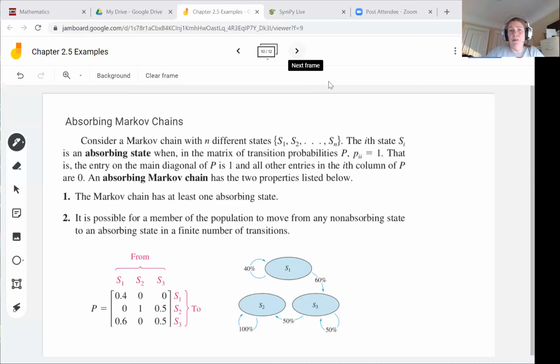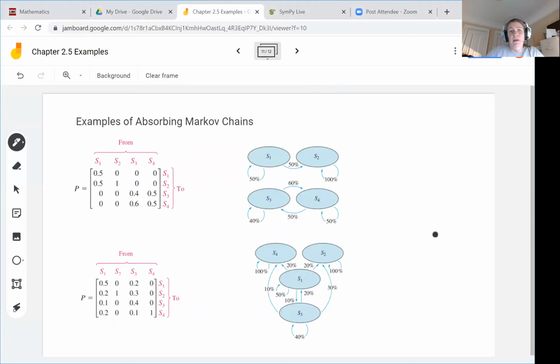Let's look at a couple more examples. The top matrix P has 4 states, and we see here the second state is absorbing because everything that makes it to S2 stays in S2. But can you move from states S3 or S4 to S2? You can't.